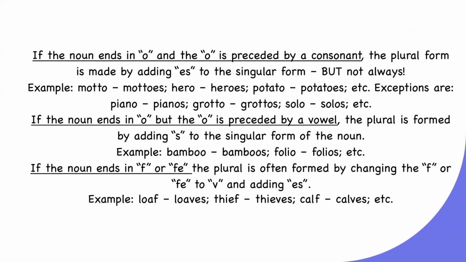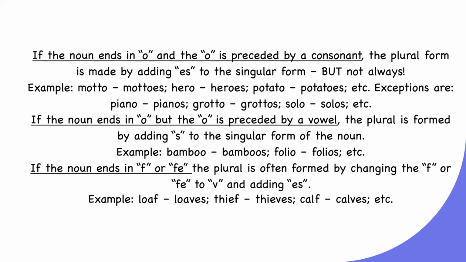If the noun ends in O and the O is preceded by a consonant, the plural form is made by adding ES to the singular form, but not always. For example, hero becomes heroes, potato becomes potatoes. The exceptions are piano, no E, pianos, grotto, no E, grottos, solo, no E, solos. And there are others. If the noun ends in O, but the O is preceded by a vowel, the plural is formed by adding S to the singular form of the noun. For example, bamboo, bamboos, folio, folios, etc.